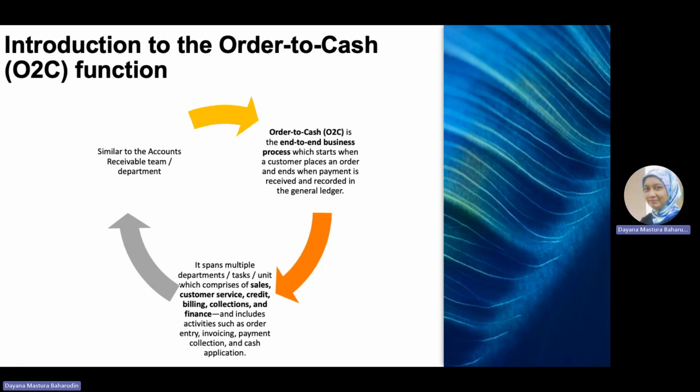So order to cash, let's start from here. Order to cash is the end-to-end business process, which starts when a customer places an order and ends when payment is received and recorded in the general ledger. It spans multiple departments, which comprise sales, customer service, credit, billing, collections, and finance, and includes activities such as order entry, invoicing, payment collection, and cash application. So this is similar to the accounts receivable team or the accounts receivable department. Okay, so let's move on to the next slide.